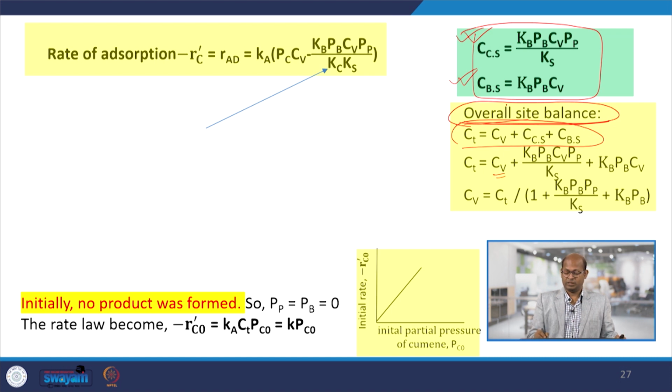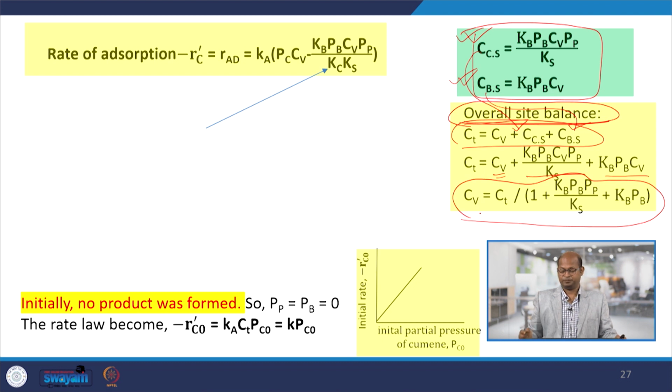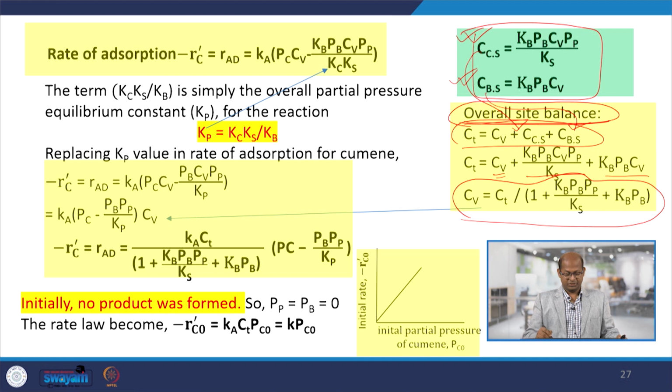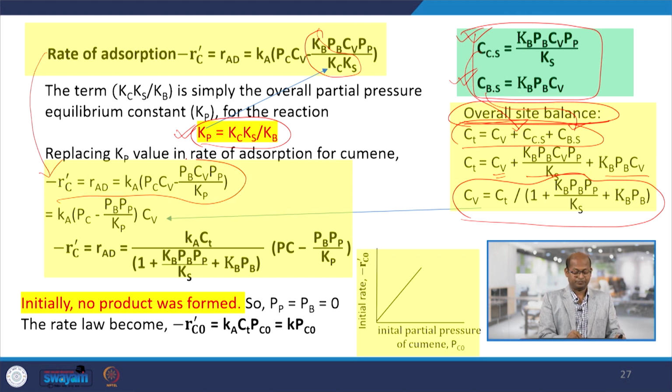Cv we can put this, but Cs we can substitute here, Cv we can substitute here. So, after substitutions Cv we can get this way. Now this Cv we can substitute here, so that will come later. Here these constants we can express in terms of Kp. So, Kc, Ks and Kb we can write in terms of Kp. Then these equations we can write this way.